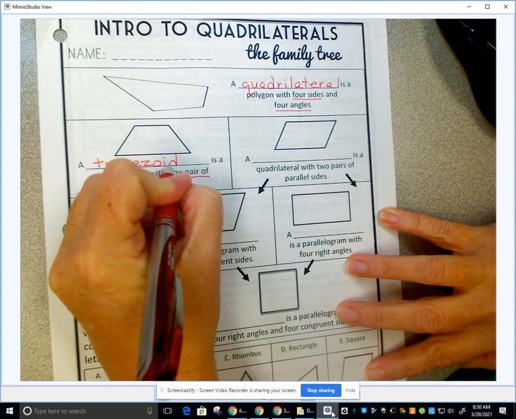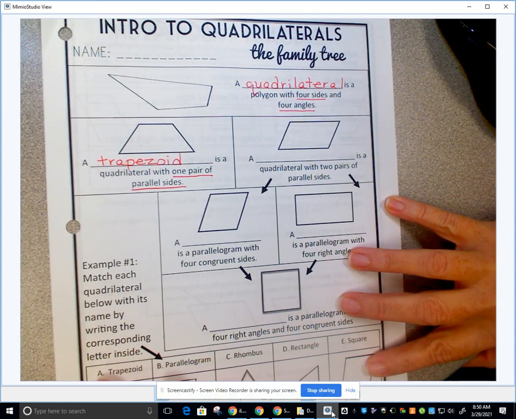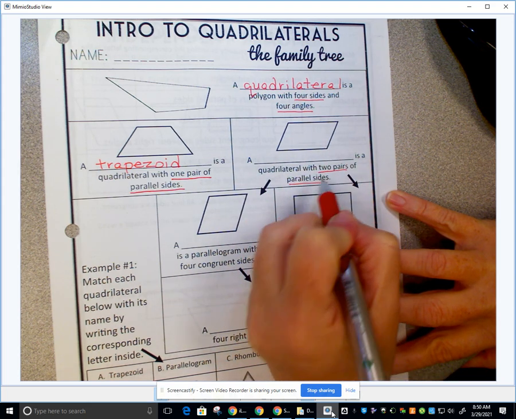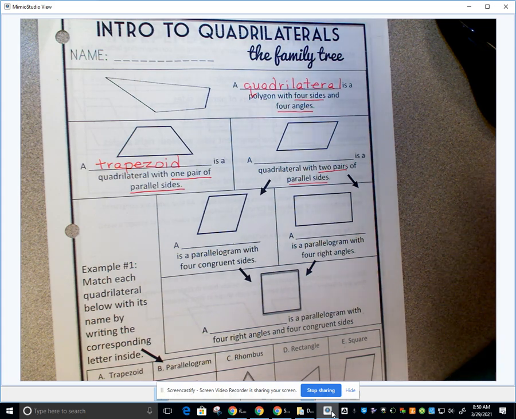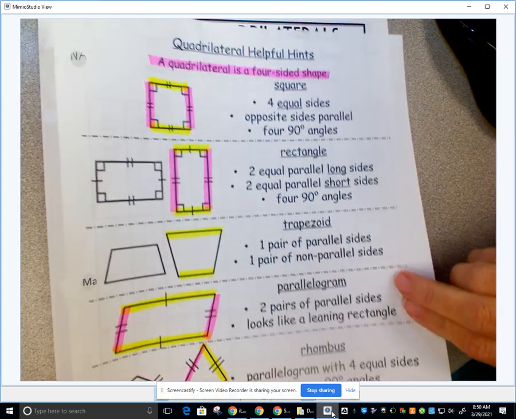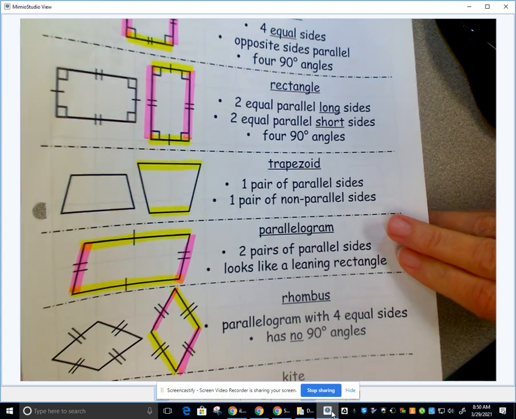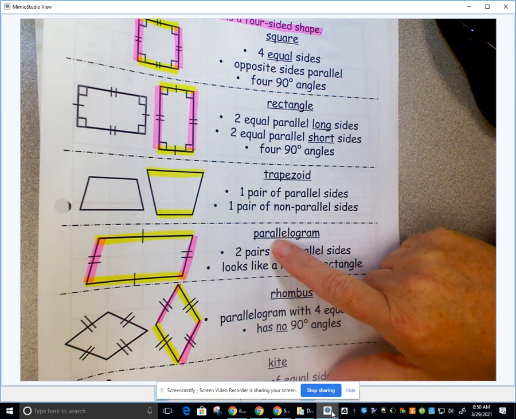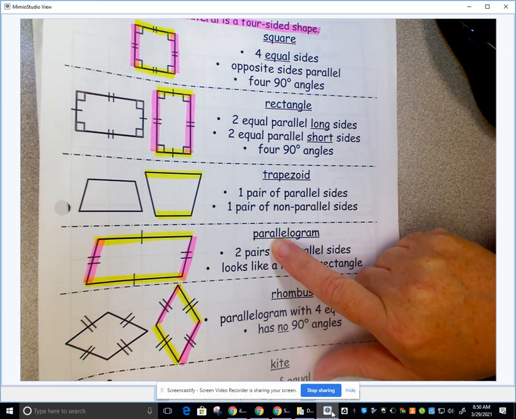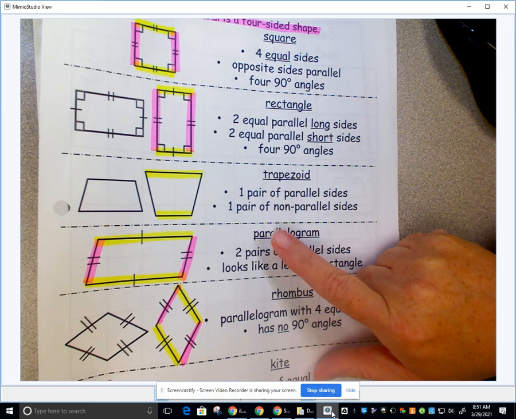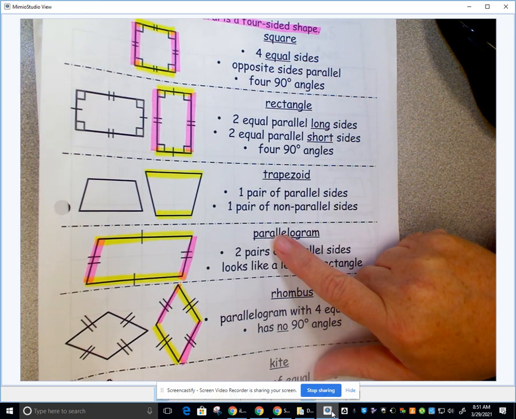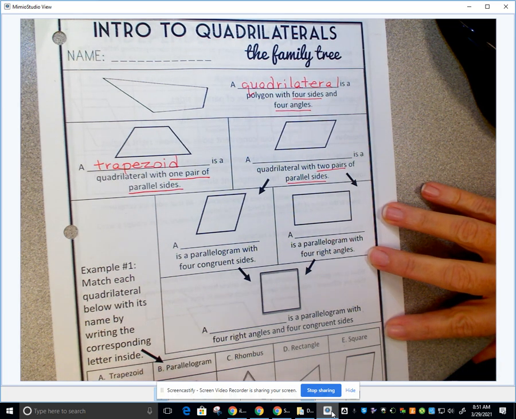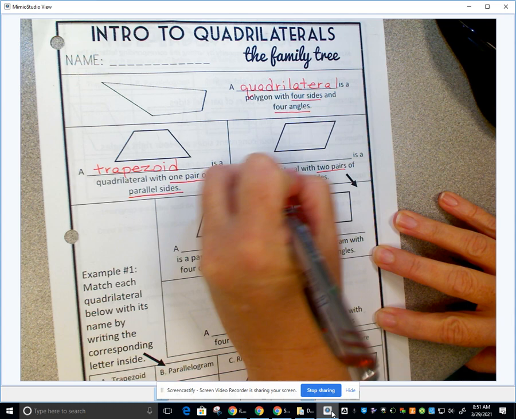Eventually, you'll start to memorize these things, so don't get discouraged. All right, a blank is a quadrilateral with two pairs of parallel sides. Now, we did notice that a lot of these had two pairs of parallel sides, but the one that is known for that is the parallelogram. When we do our hierarchy lesson, it's the next lesson after this, this will make more sense to you. But a parallelogram is known for having two pairs of parallel sides. So you're going to write parallelogram right here.